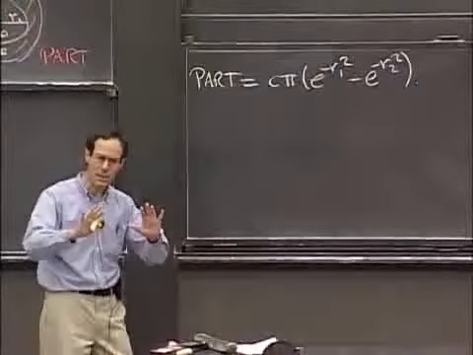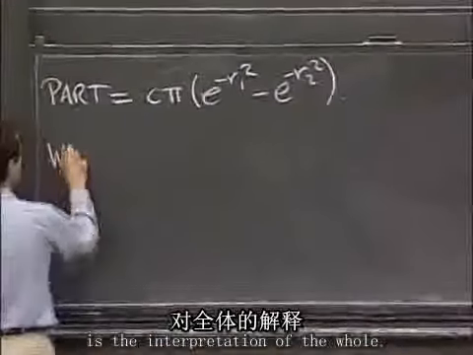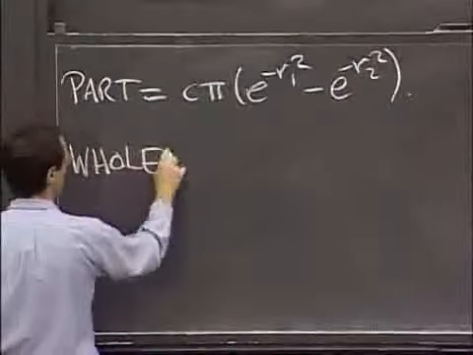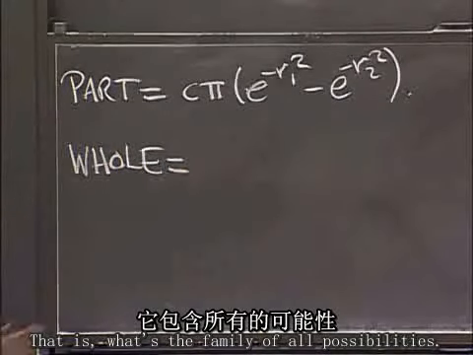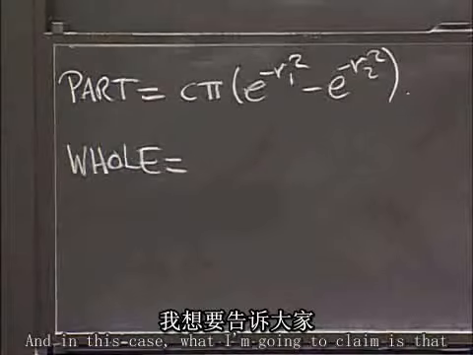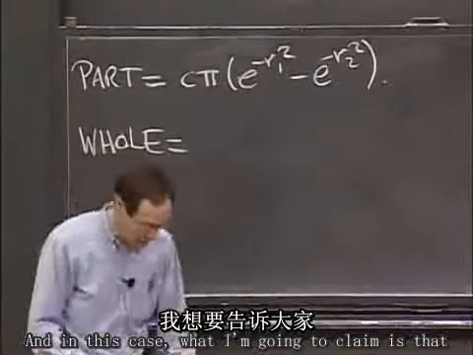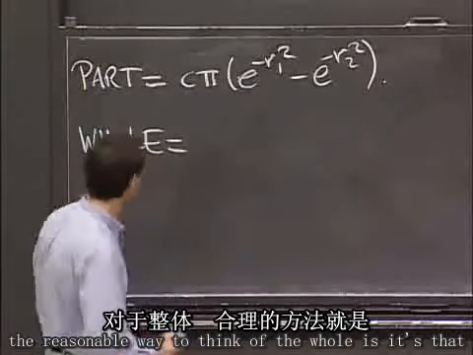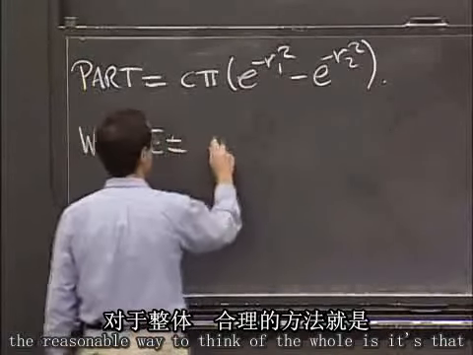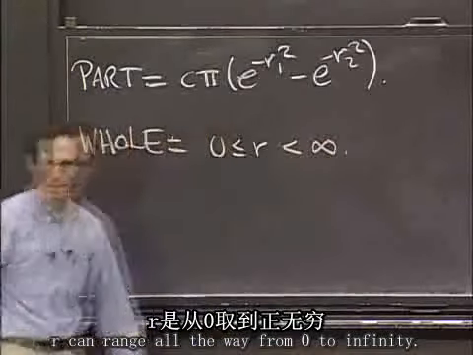Now, the most important second feature here of these kinds of modeling problems is there is always some kind of idealization. And the next thing that I want to discuss with you is the interpretation of the whole. That is, what's the family of all possibilities? And in this case, what I'm going to claim is that the reasonable way to think of the whole is that R can range all the way from 0 to infinity.